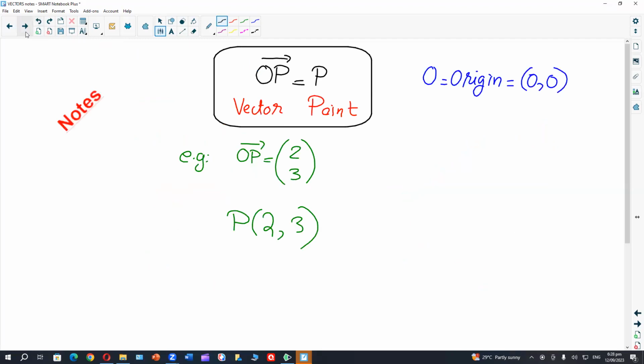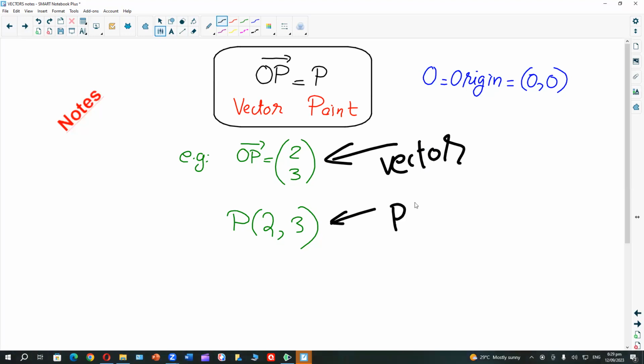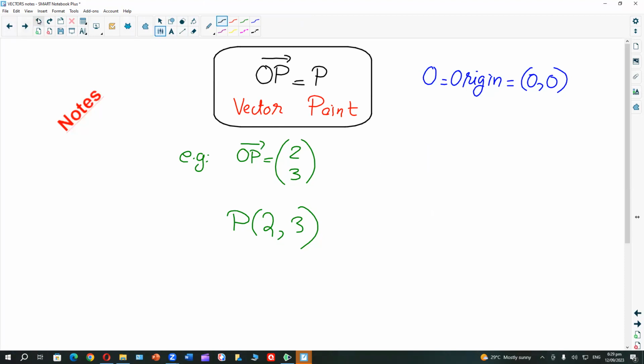Now, a very interesting concept is there to remember. OP is equal to P because O is origin, 0, 0 is a formality. But when you write it in this format, look at this format, this format means it is a vector. And when you write this format, it means it is not a vector, it is a point. So difference is there, even though numbers are same, but the conceptual difference is there. So you have to copy this screen.